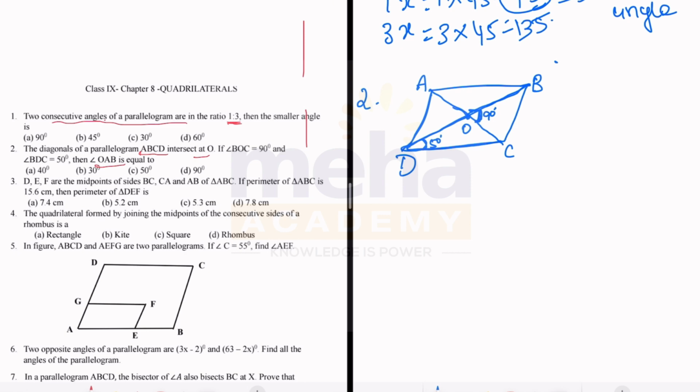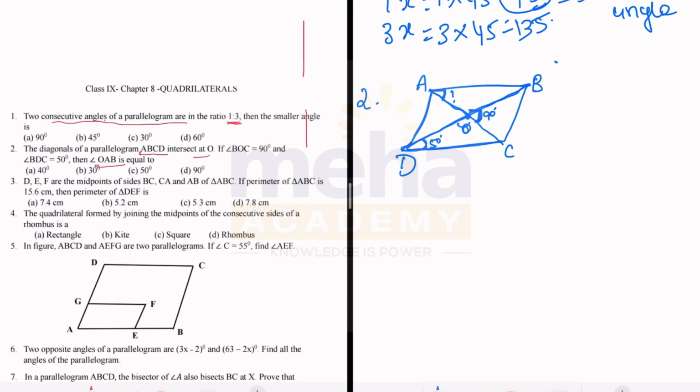So OAB is this angle. We have to find the angle OAB. I have given a question mark there. So now how to solve this? We know the diagonals intersect at a point O. And also they have given ABCD is a parallelogram. So one way of solving this is, now we know this angle, we can find this angle.